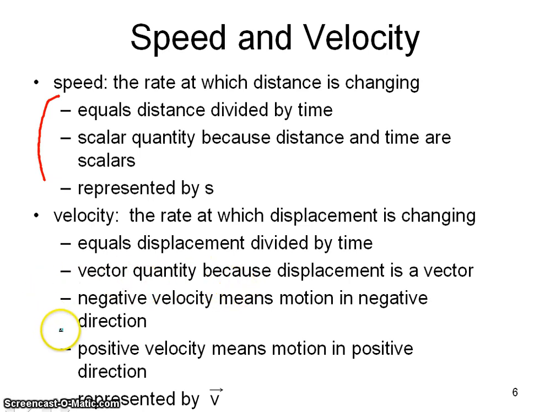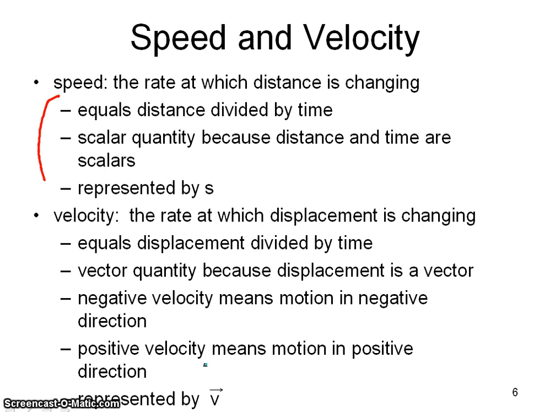Negative velocity means that the motion is in the negative direction, however we define that. Positive velocity means motion in the positive direction, however we define that. Using a number line is probably where we're going to start. And we represent velocity by a v with an arrow over it. It's a vector. We care about the direction.